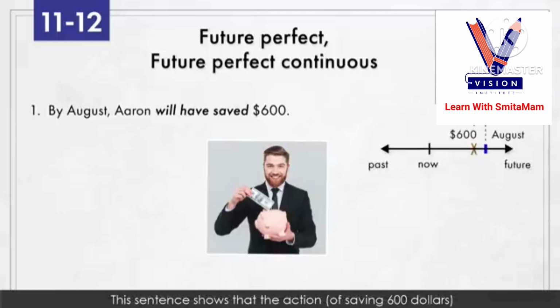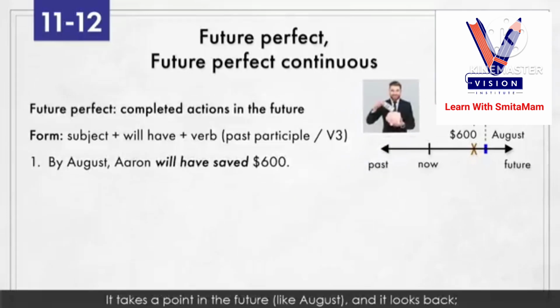This sentence shows that the action of saving $600 will be complete by that time. This is the future perfect tense. It takes a point in the future like August and it looks back. It talks about the completion of an action by that time. We make this tense with a subject plus will have plus a verb in past participle or V3 form. Now in this sentence the focus is on the money.